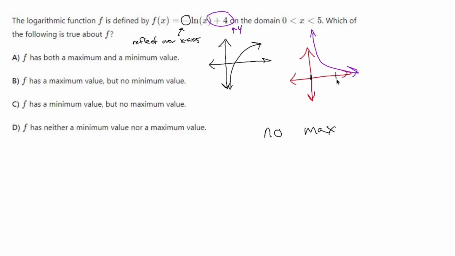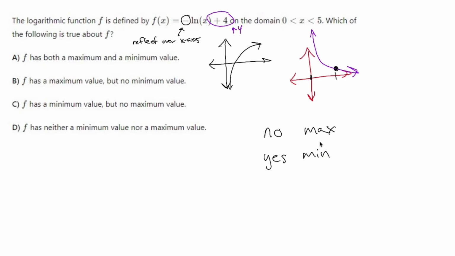Now, if I cap this off at 5, it's going to bottom out right here, or wherever that's going to look like on the problem. I don't know how accurate this picture is. I just moved it up 4. But it's going to bottom out somewhere. So it will have a min. So it's not going to have a max, and it will have a min.